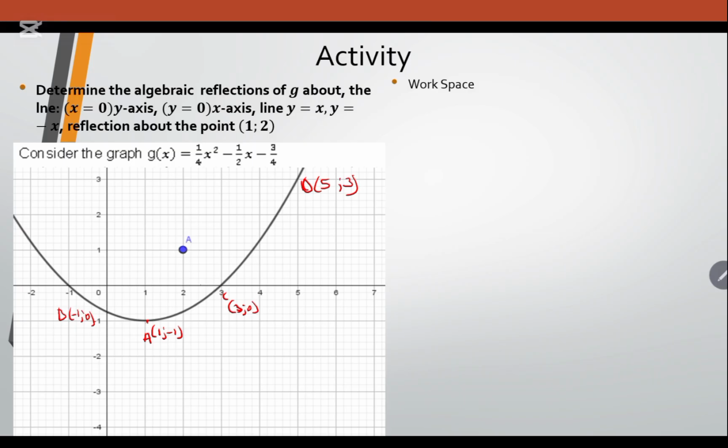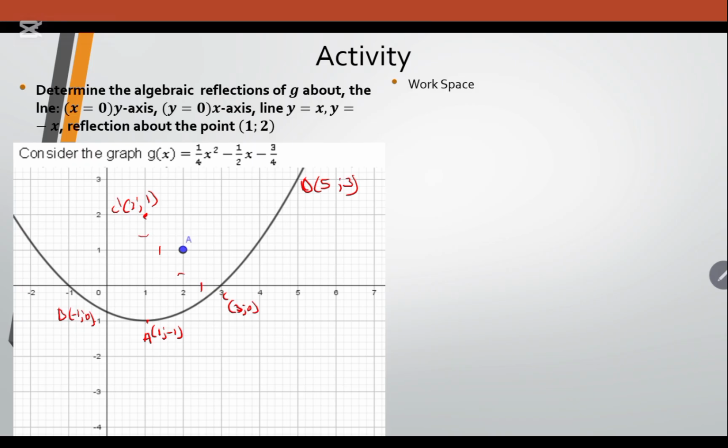So I'm just going to start with C. From point C to A, it is 1 unit to the right and 1 unit up. So from point A, I must move 1 unit to the right and 1 unit up. So the image of C will be here at 2 and 1. That will be the image of C.